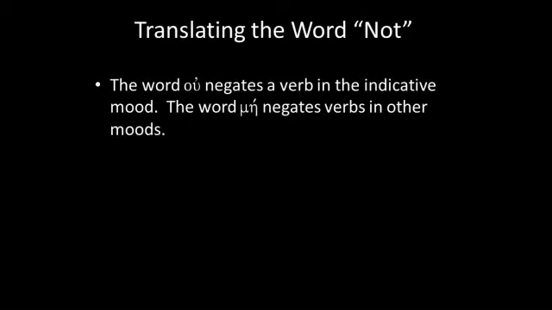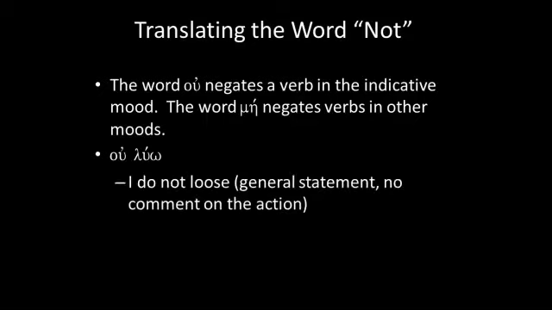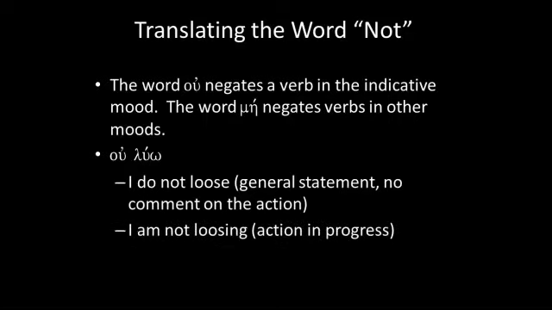You can also put the word not in there. The word not in Greek is ou. This is the word not for a verb in the indicative mood. That's the mood we're studying. Later we'll study other moods, and when we get there, we're going to use the word me. So again, don't worry about what indicative mood means, but just know that's where we are. So we've got the word ou. So if I say ou luo, I do not loose. Or if I wanted to emphasize action in progress, I am not loosing. So the word ou negates a verb.